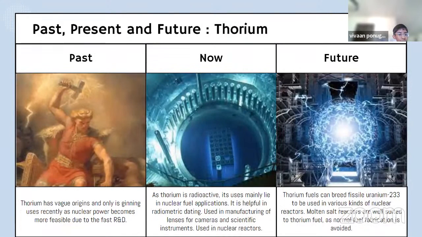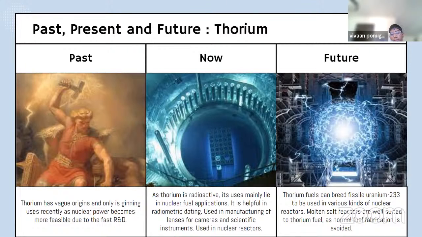Past, present, and future. Thorium. Thorium has vague origins and is only gaining uses recently as nuclear power becomes more feasible due to the fast R&D, research and development. Now, thorium is radioactive and its uses mainly lie in nuclear fuel applications. It is helpful in radiometric dating, meaning to use radiation to find the date of things. Many people use carbon dating to check the age of certain fossils. It is used in manufacturing of lenses for cameras and scientific instruments. It's also used in nuclear reactors.